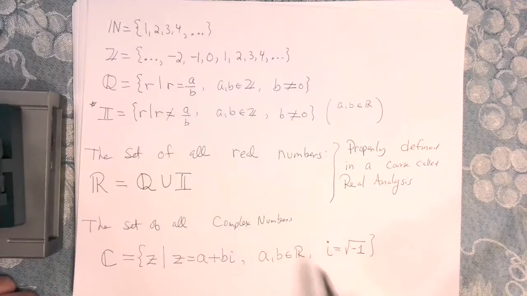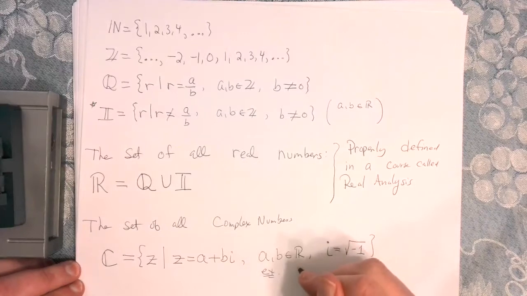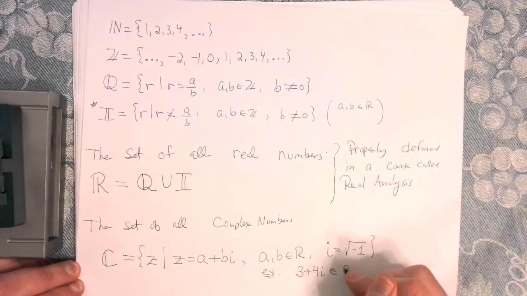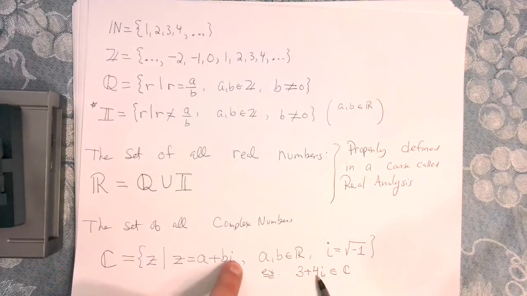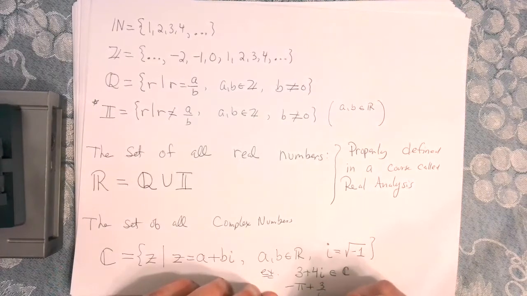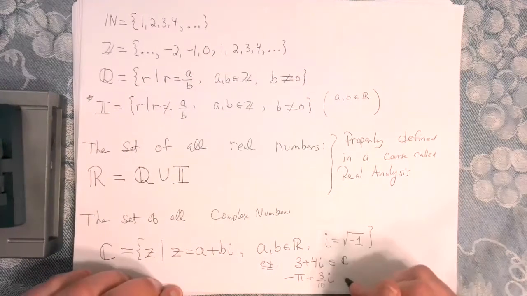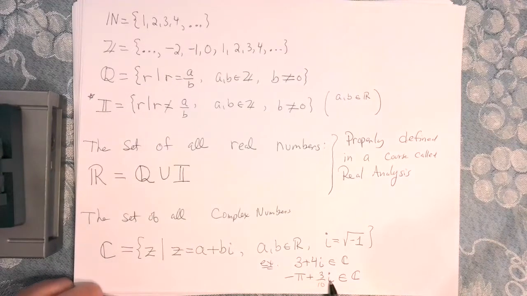We'll give some examples of these complex numbers. So 3 plus 4i, that belongs to the set of complex numbers. Why? Because it's in the form of a plus bi, real plus real times i. Negative pi plus 3/10 i. That certainly belongs to the set of complex numbers because it's in the form of real number plus real number times i.